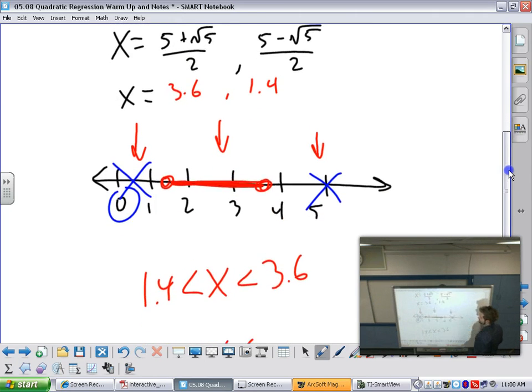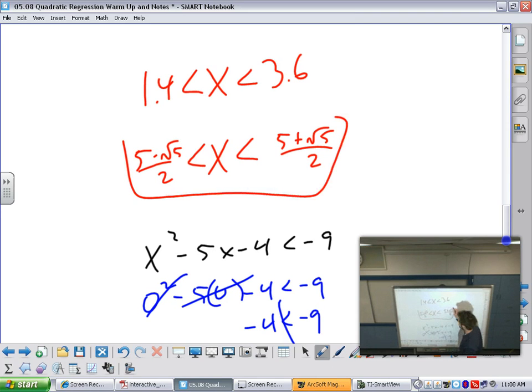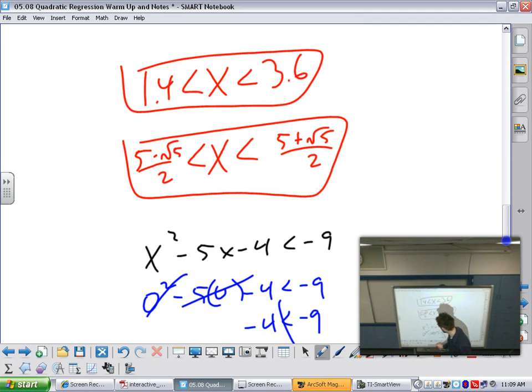This is the one with the plus. 5 plus the square root of 5 over 2. I could separate that if I wanted to. 5 minus the square root of 5 over 2. You could write your answer in either form.